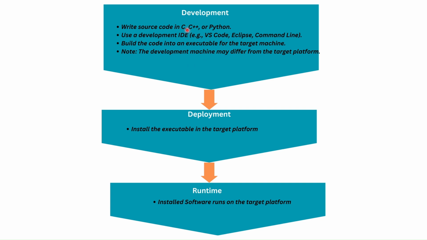Once you have written the source code, built it and generated an executable, the next step is deployment. Deployment is nothing but installing that executable, which you have developed, on the target platform. For example, you have written a mobile application. Deployment means you have installed that mobile application on your mobile. That is called deployment.